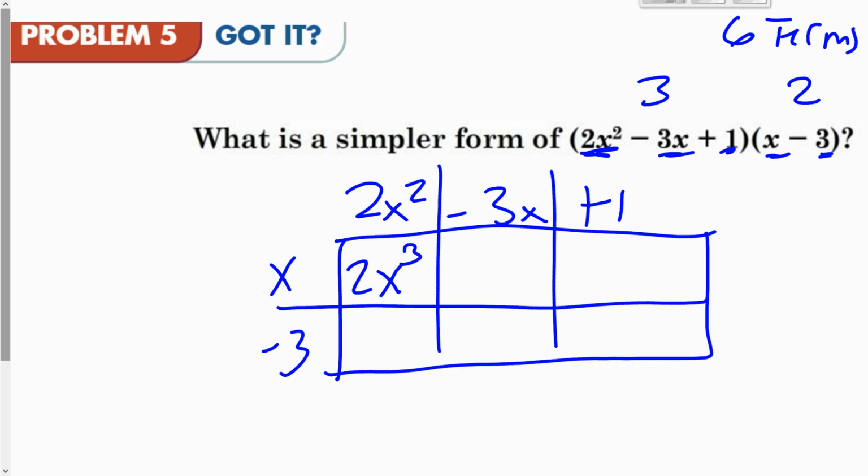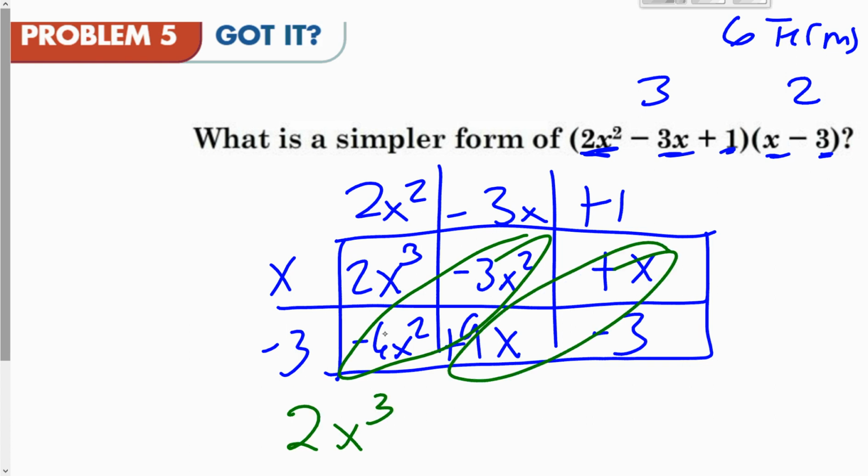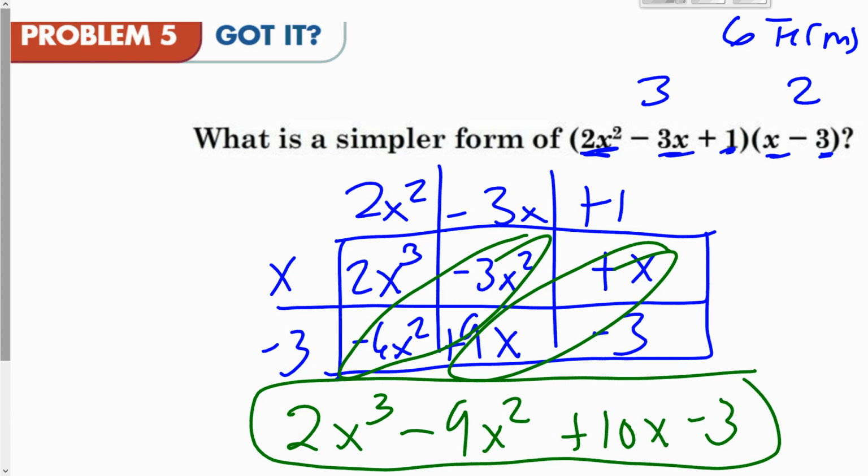So we have 2x cubed minus 3x squared plus x. Then we have a negative 6x squared. Negative 3 times negative 3 is a positive 9, and then I have an x in there, so I'll put a plus 9x. And then negative 3 times negative 1, or positive 1, is a negative 3. Now we can combine like terms. These both have x squareds, these both have x's. So we have 2x cubed, minus 6 minus 3 more, I owe $9 for the x squared. And then I have 9 plus 1 is 10x. And then I have my negative 3. Okay, so that's what that looks like.